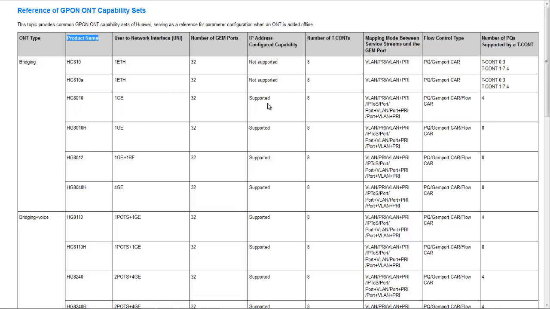HG8010 has one GE port, and IP configuration is possible. It also has some other features: you can configure the port mode plus VLAN, 802.1Q is supported, and you can configure trunk on this port. HG8010 has one GE port, all others are the same. HG8012 has 1 GE plus 1 RF CATV port, so you can use this ONT for CATV service. HG8040 has 4 GE ports, all the same.